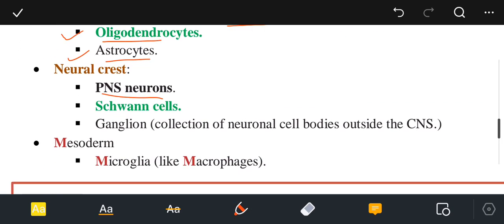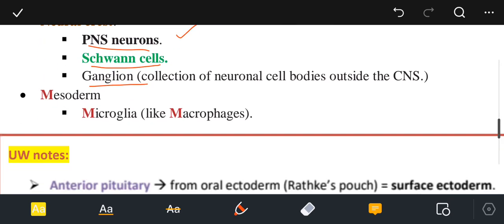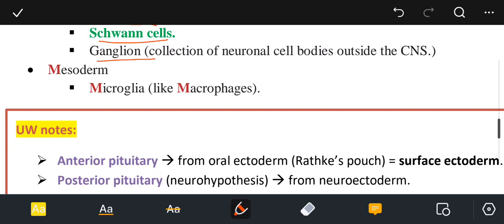From the neural crest cell, we have the peripheral nervous system and their myelinating cells, which are Schwann cells. The ganglion, a collection of neuronal cell bodies outside the central nervous system, is also coming from the neural crest cells. Mesoderm will give rise to microglia.